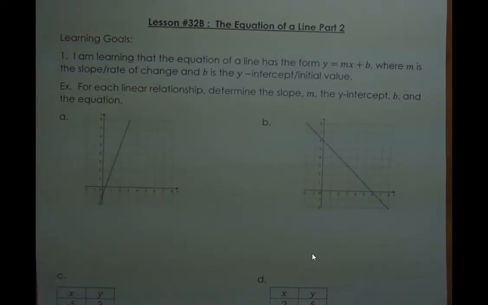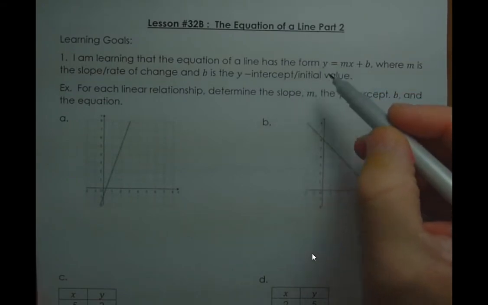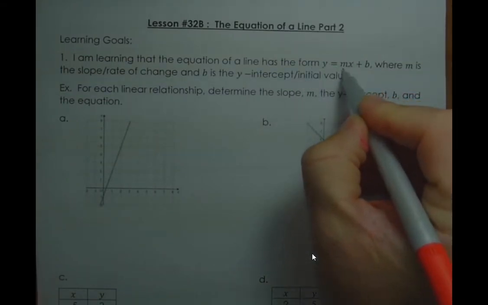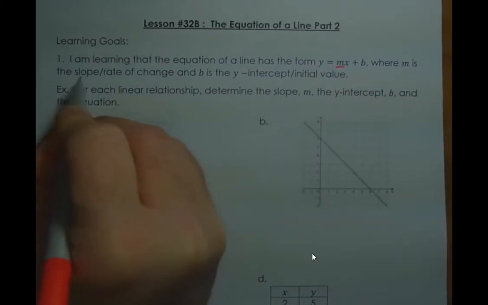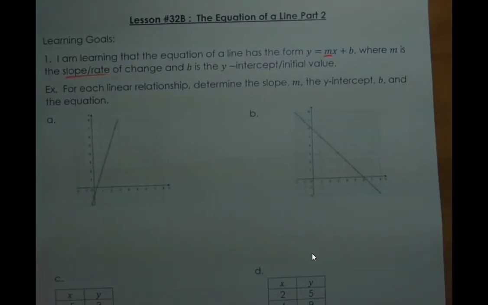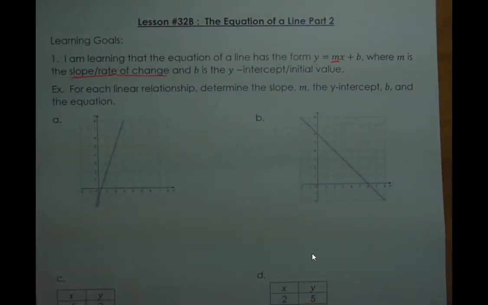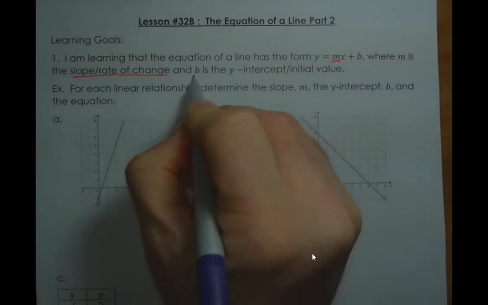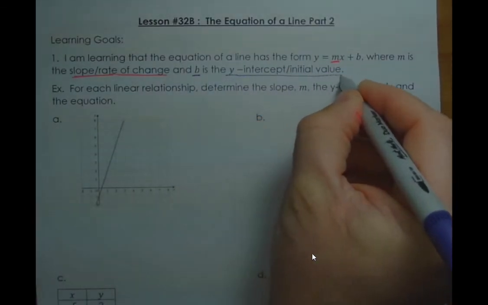So today we're going to take a look at another few examples of finding the equation of a line. And from the previous lesson, we knew that the m told us that that was the slope or the rate of change, and the b told us that it was the y-intercept or the initial value.